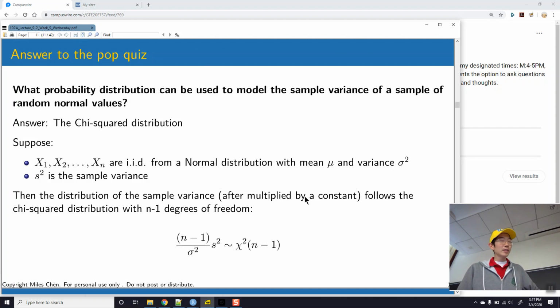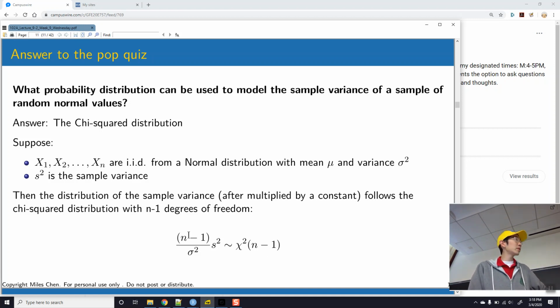Answer to the pop quiz: what probability distribution can be used to model the sample variance of a sample of random normal values? The answer is the chi-squared distribution, right? And so if we say X1, X2, ..., Xn are IID from a normal distribution with mean mu and variance sigma squared, and we say S squared is the sample variance, then the distribution of the sample variance after being multiplied by a constant follows the chi-squared distribution with n minus 1 degrees of freedom, right? So here's our S squared.